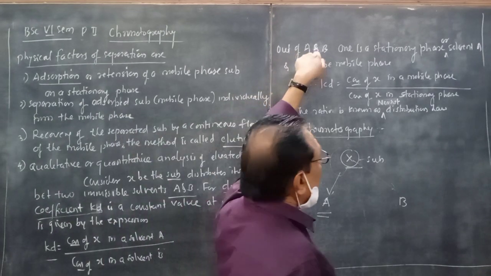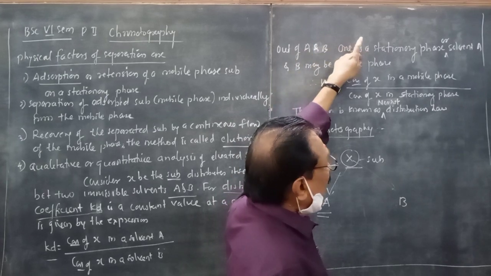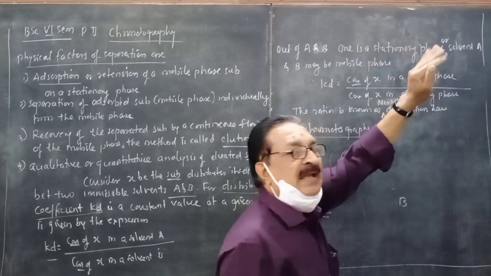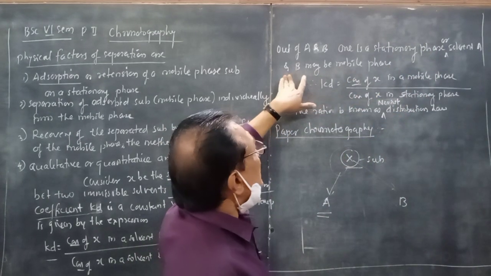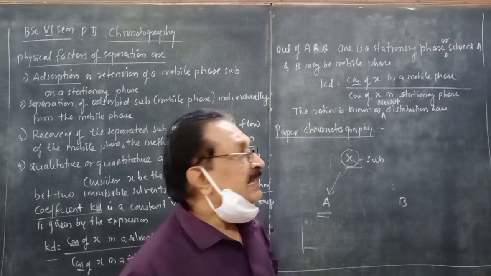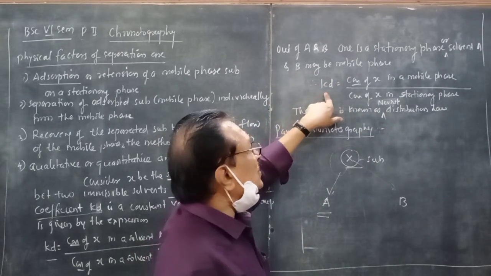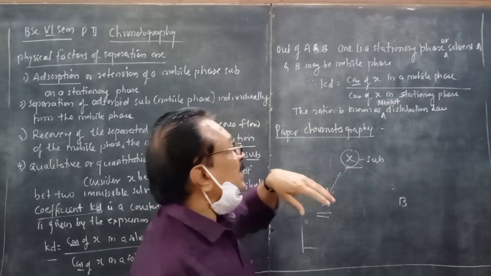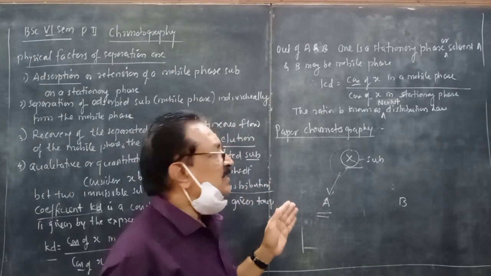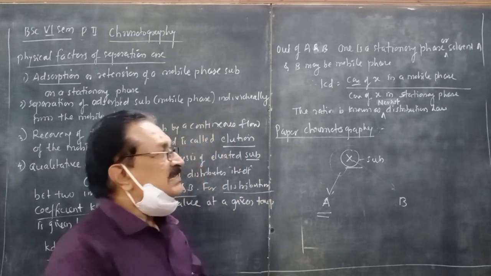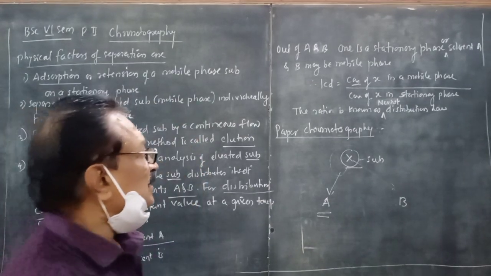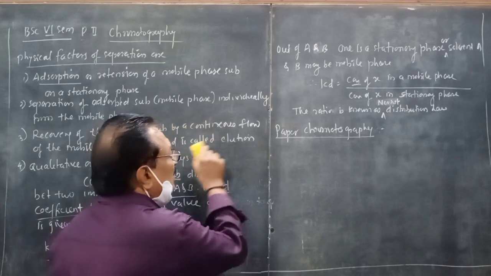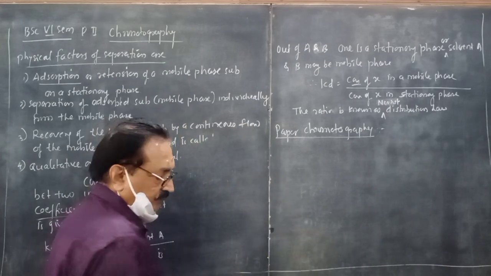When it is distributed in two immiscible solvents, we go for the distribution coefficient Kd. This distribution coefficient Kd is a constant value at a given temperature, and it is given by the expression Kd equals concentration of X in solvent A divided by concentration of X in solvent B. Out of A and B, one is a stationary phase. You can take solvent A as the stationary phase and solvent B as the mobile phase. Then Kd equals concentration of X in mobile phase to the concentration of X in stationary phase. This ratio is known as the distribution constant, reported by Nernst, and it is also named the Nernst distribution law.